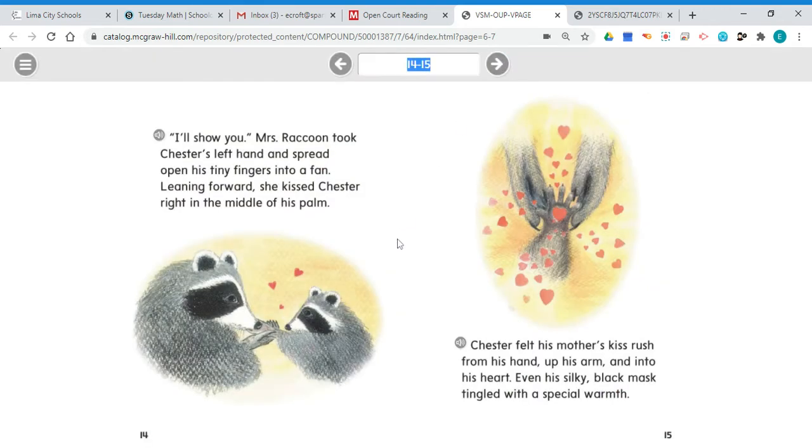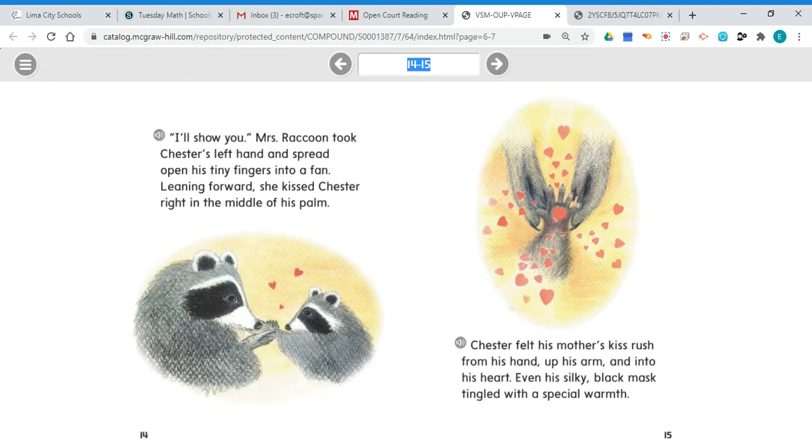"I'll show you." Mrs. Raccoon took Chester's left hand and spread open his tiny fingers into a fan. Leaning forward, she kissed Chester right in the middle of his palm. Chester felt his mother's kiss rush from his hand, up his arm, and into his heart. Even his silky black mask tingled with a special warmth.